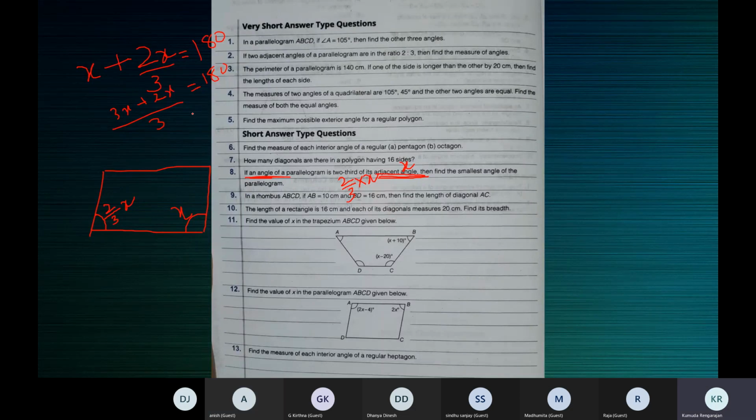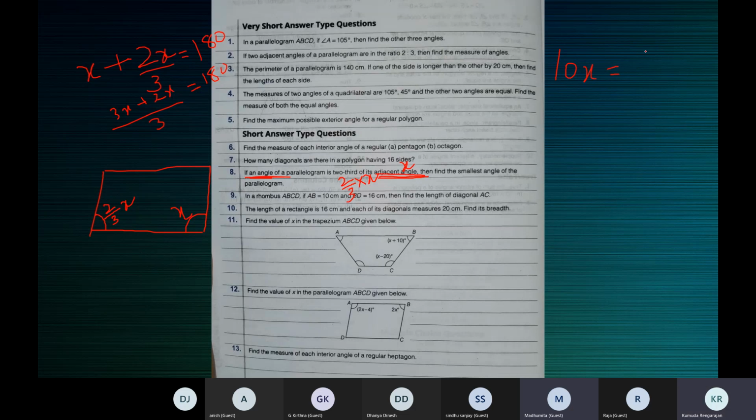Yes, Madhumita, now you can ask me. No, ma'am. At first, I did it like x plus 2 by 3x plus 2 by 3x gives 360 degrees. So I didn't get it correctly, ma'am. No, you will get it. Now I get this method, ma'am. You would have taken 360, right? What did you get? 360.